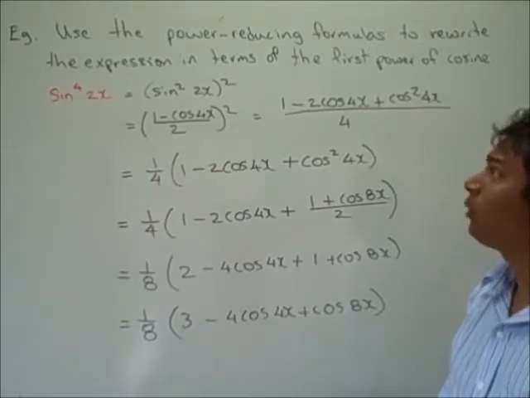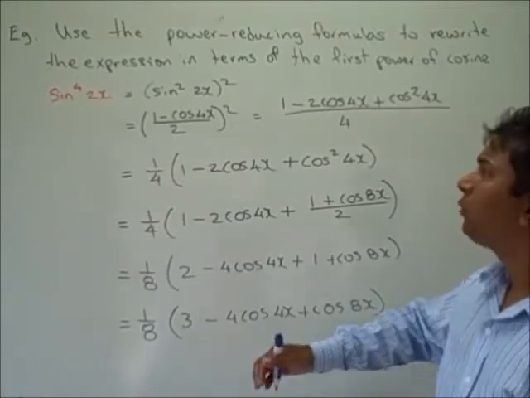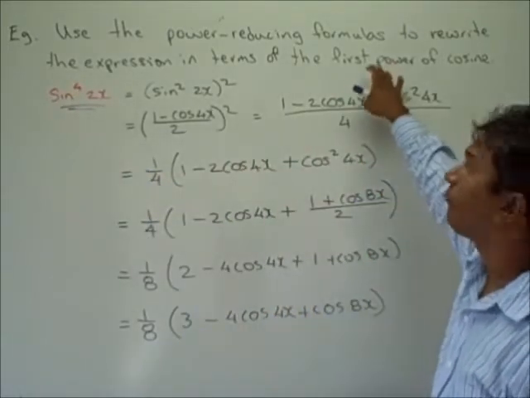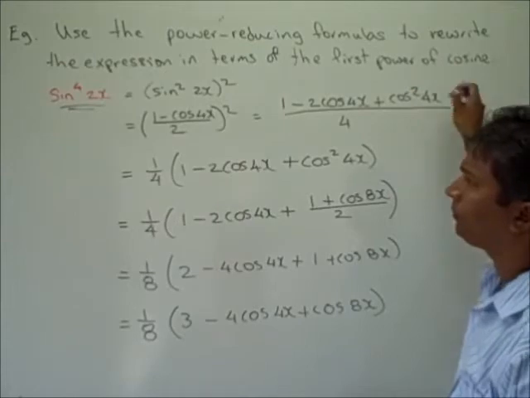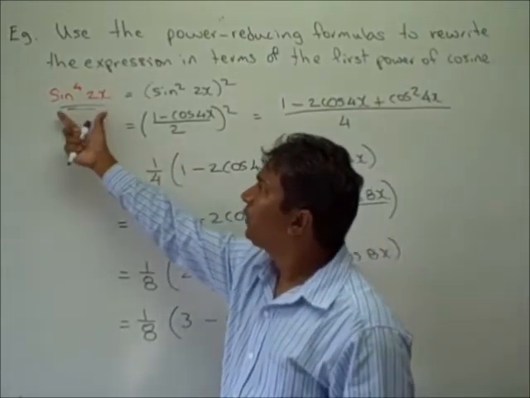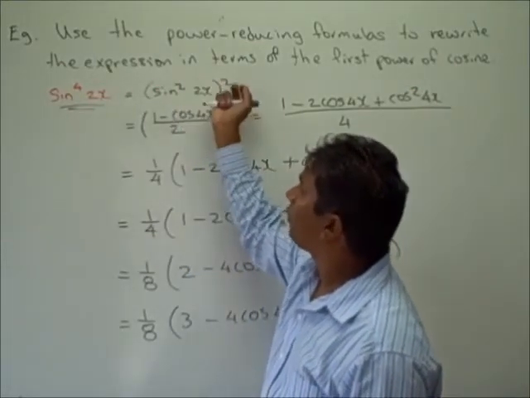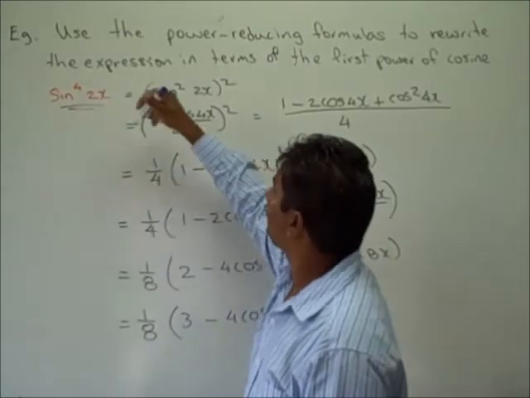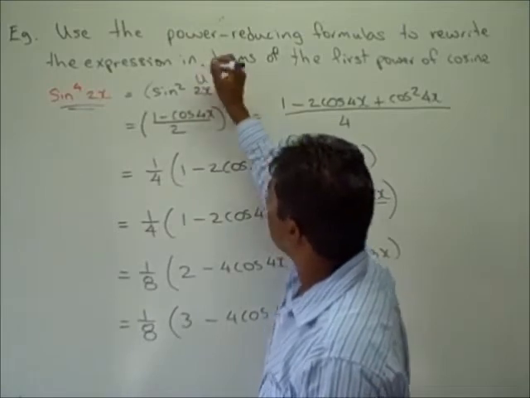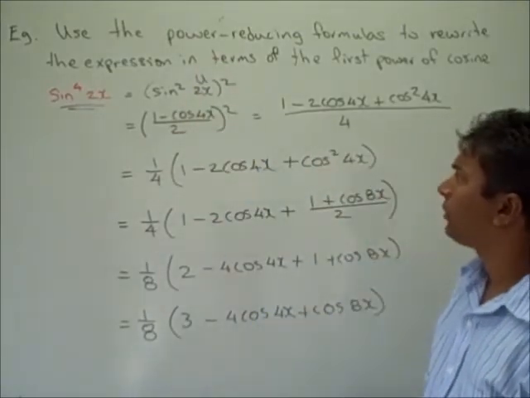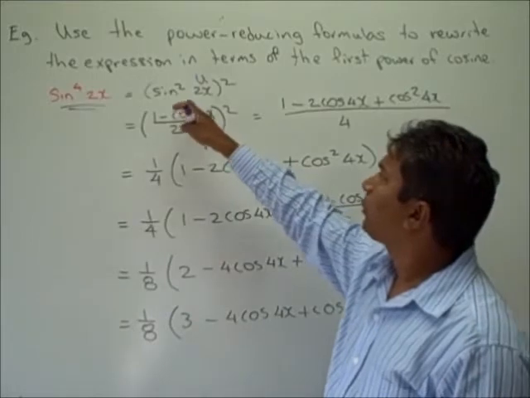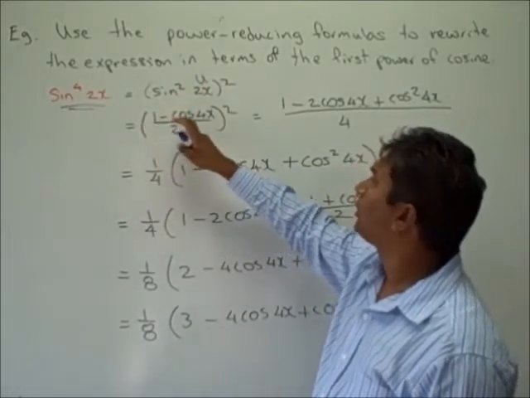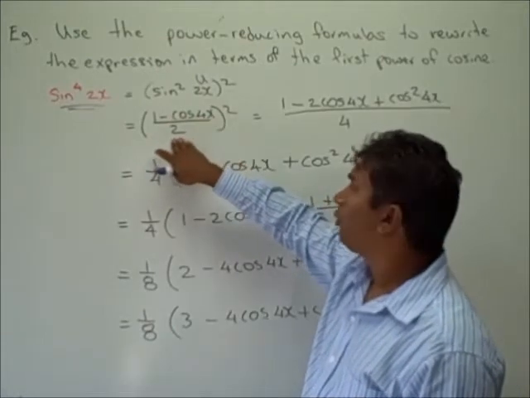So here I'll be using the power reducing formula to rewrite the expression sine to the 4th power of 2x in terms of the first power of cosine. First, we can rewrite this as sine squared 2x all squared, because this squared will give us the 4th power. In this form, we can use our power reducing formula. We know the sine squared of u would be 1 minus cosine 2u over 2.